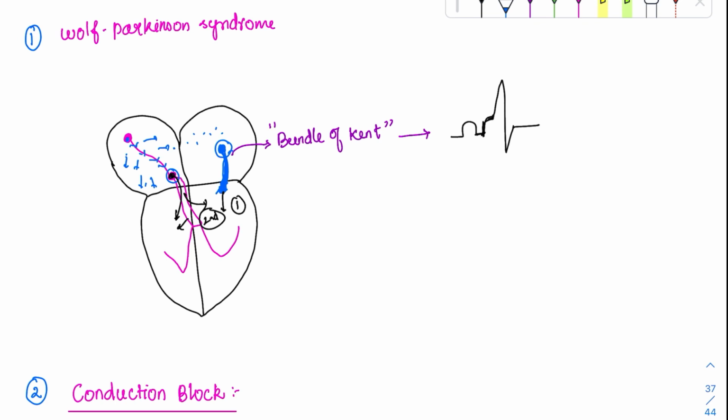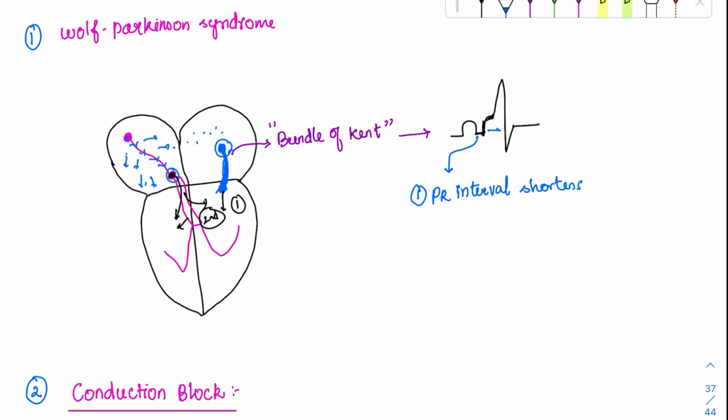So let's write the features. What has happened here? The first feature is that the PR interval is shortened because it is not waiting for the AV nodal delay. Then what else has happened? Just look at the diagram. What has happened to the QRS? There is widening of the QRS complex. So the second feature is widening of the QRS.